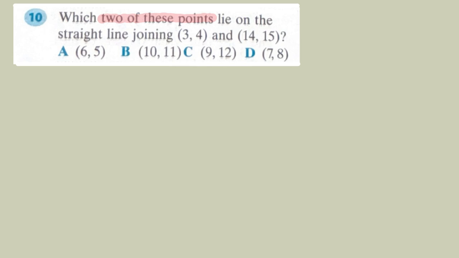Well, we don't have a graph, but we could write this in a table. I'm suggesting a table because you've done this before where you had x values and y values. Now, you know that the coordinate 3, 4, the 3 is the x value and the 4 is the y value. So we could write 3, 4. And the other point is 14, and 15 is the y coordinate.